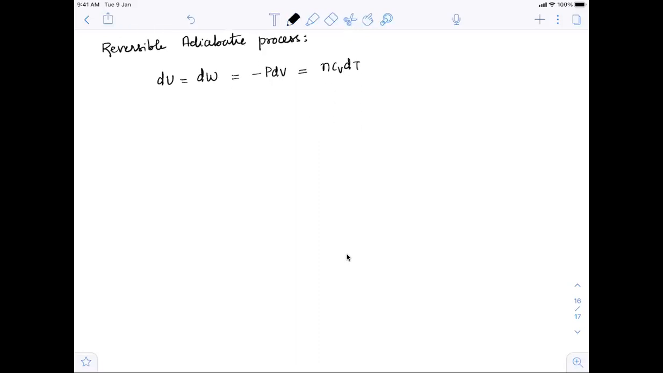So from here, if PV is equal to nRT, I can replace pressure as nRT by V. So P is equal to nRT by V. Let me substitute that value here. I will get minus nRT by V into dV is equal to nCv dT. Taking the T to the other side, n will get cancelled. So I will have minus R by Cv, 1 by V dV is equal to 1 by T dT.